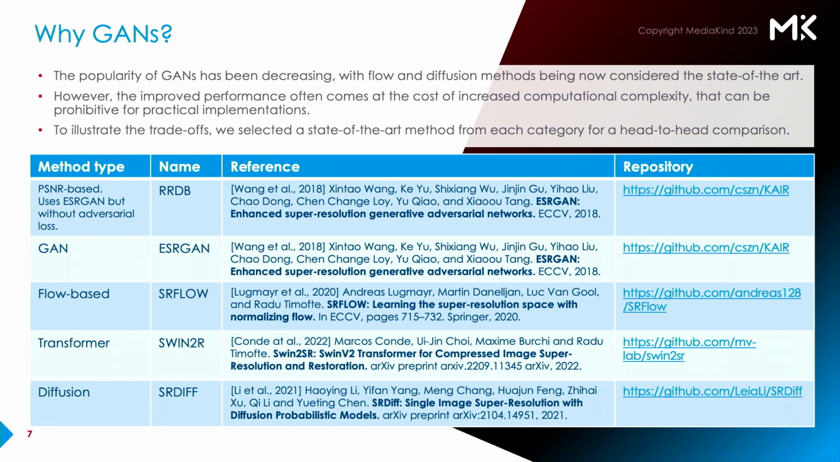So the RRDB is a PSNR-based model. ESRGAN is kind of the state of the art in GANs in the literature. Then SRFlow is a flow-based method. Then we have SwinIR, which is a transformer model, and SRDiff, which is a diffusion model, since SR3 from Google is not available open source. So you also have the references for each method if you're interested.